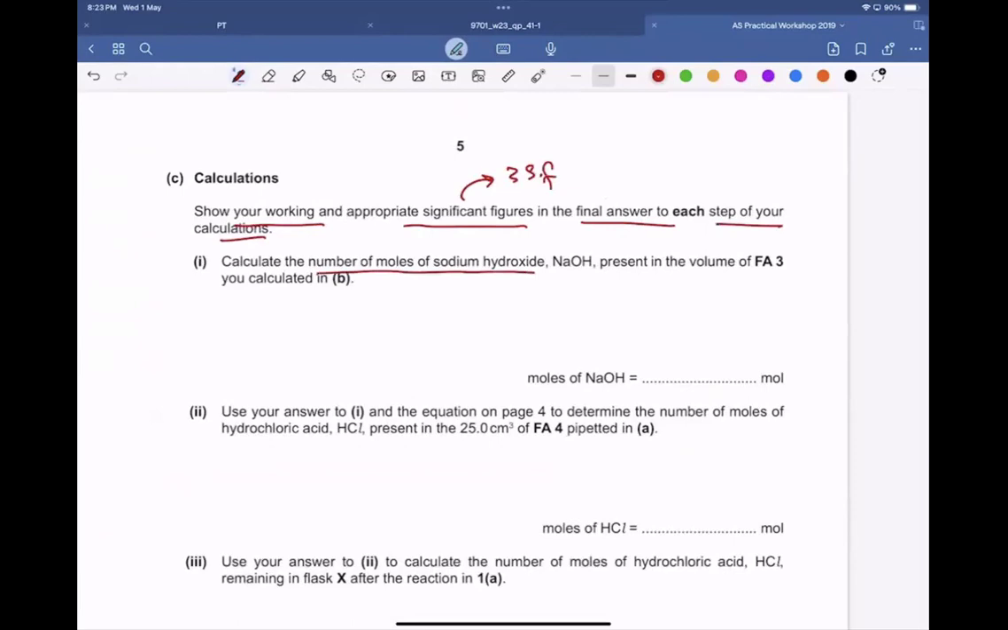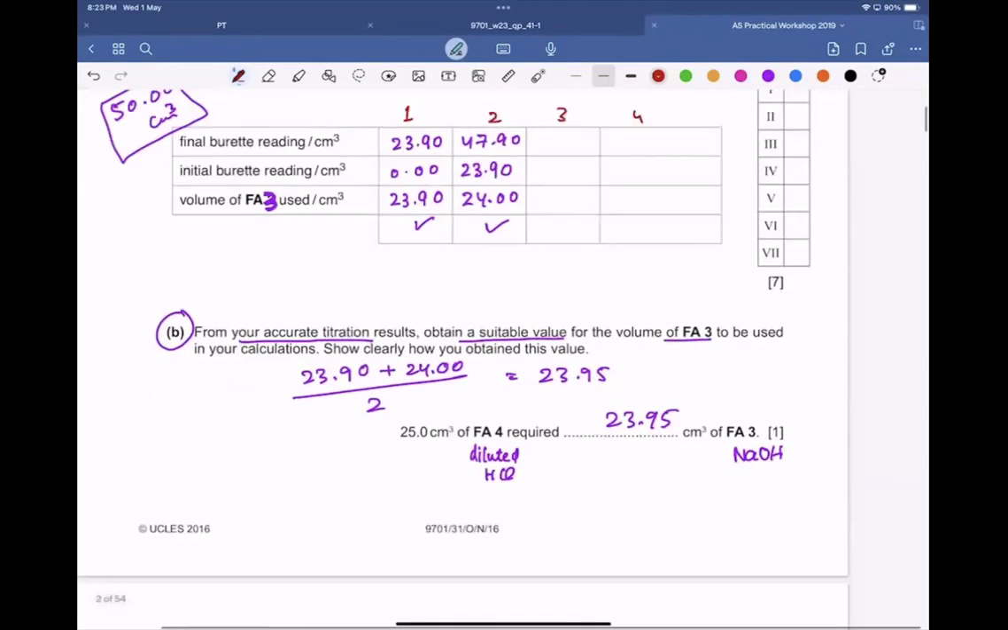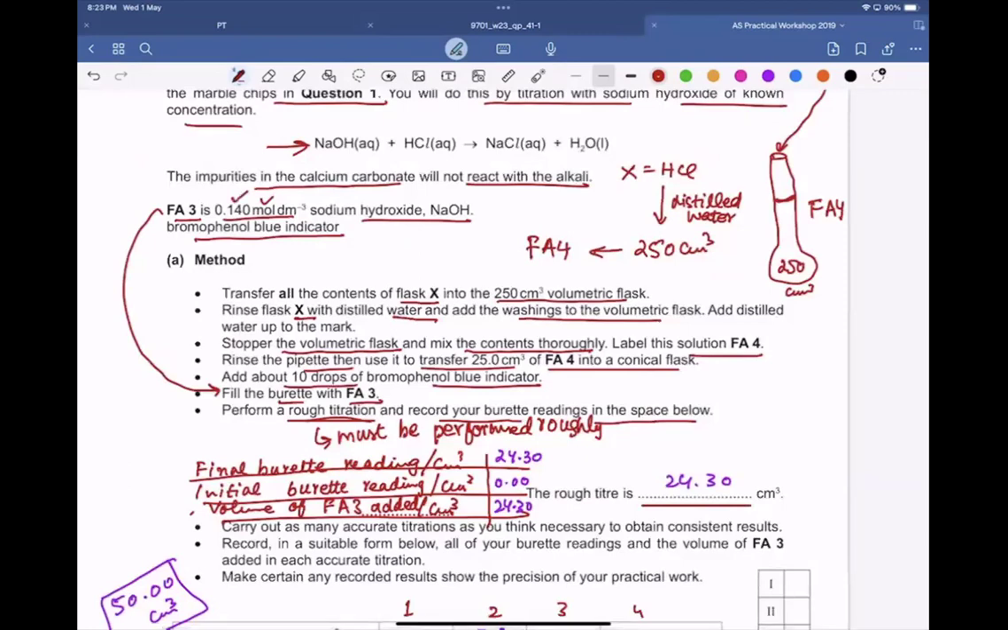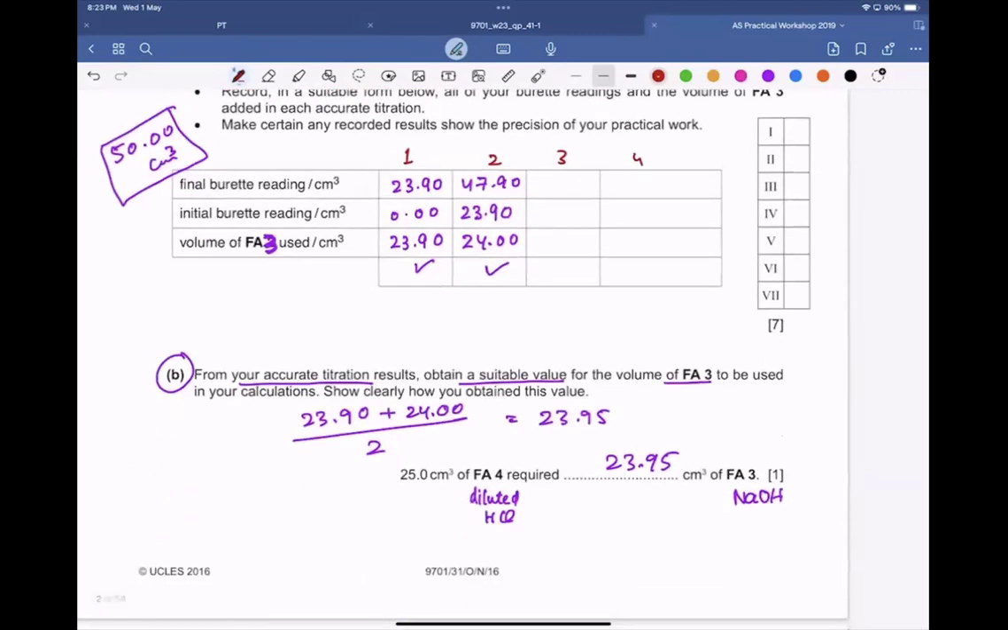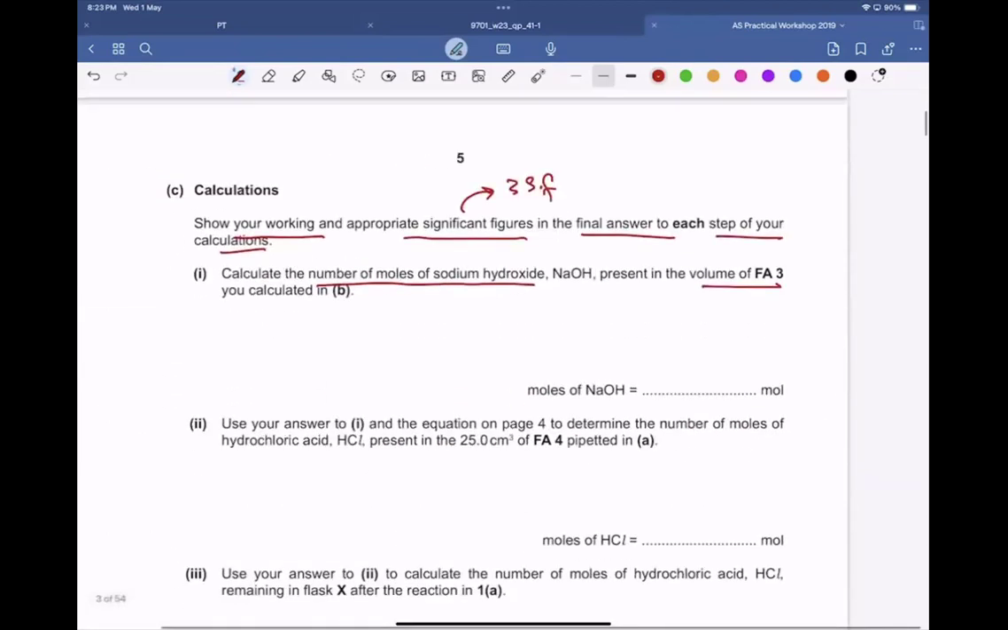Calculate the number of moles of sodium hydroxide present in Fa3. Okay. So if you recall, Fa3 has this concentration 0.140 mole per dm cube and its volume used is 23.95. So Fa3 volume is 23.95 and its concentration is 0.140 mole per dm cube.